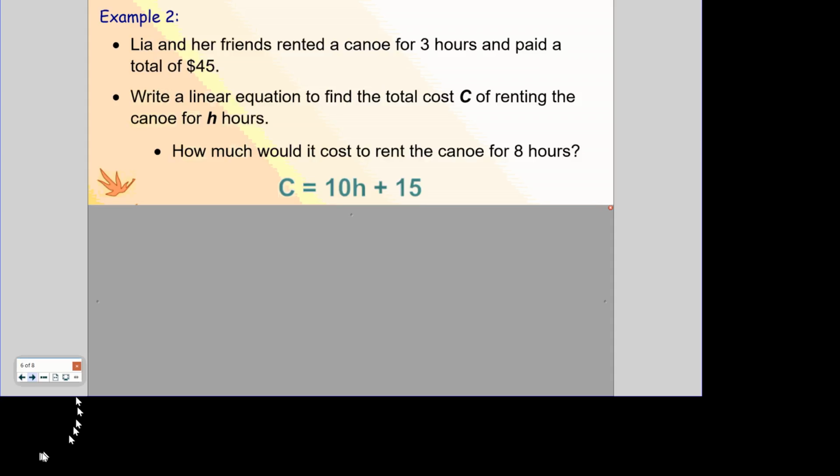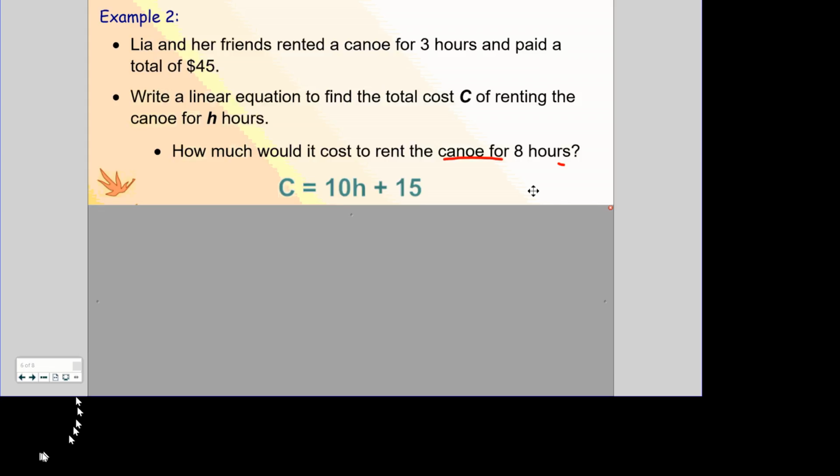Those two bullets at the top are just reviewing and repeating what was on the last slide. But down here, how much would it cost to rent the canoe for 8 hours? So now we're using the equation we wrote to actually apply it a little further and calculate a different point on the line. And the point we want is how much would it cost for 8 hours?